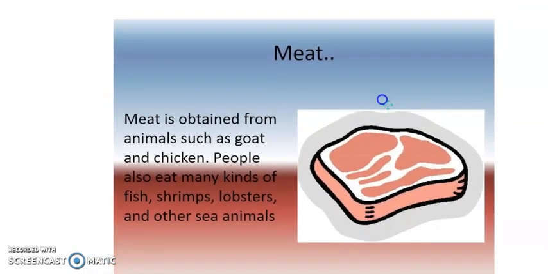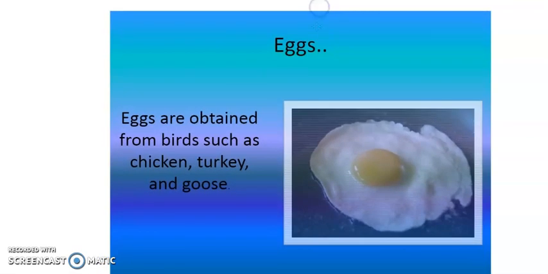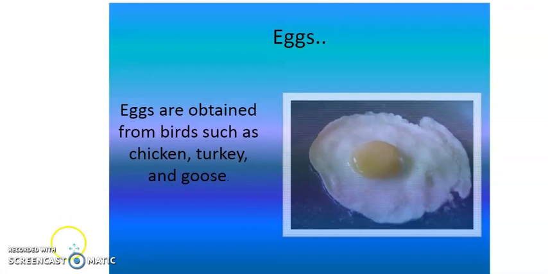The next is meat. People rear chicken for obtaining meat, and some of them also eat fish. So animals are reared for obtaining meat. The next is eggs. Not only meat, the chickens also provide us with eggs. Not only chicken, turkey and goose also provide us with eggs. So these animals are reared for eggs also.